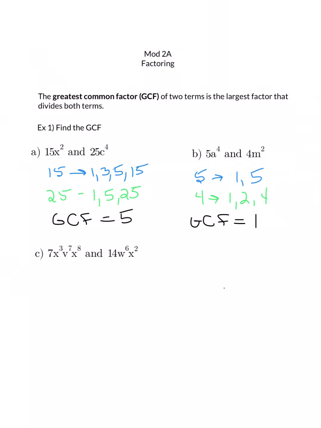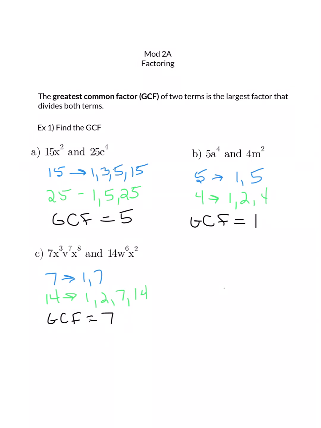On our next example, we have the terms of 7x cubed v to the 7th x to the 8th and 14w to the 6th x squared. For 7, let's just look at the numbers first. The factors are only 1 and 7. For 14, the factors are 1, 2, 7, and 14. So for our GCF, the largest factor that's in common is the 7.